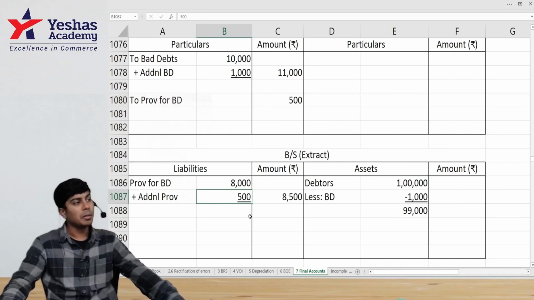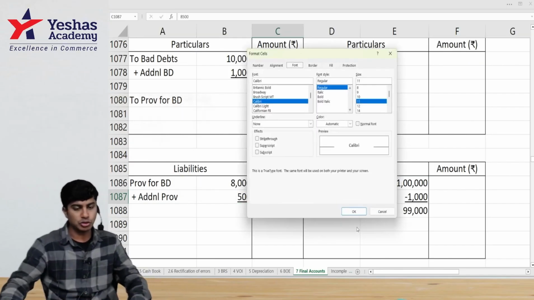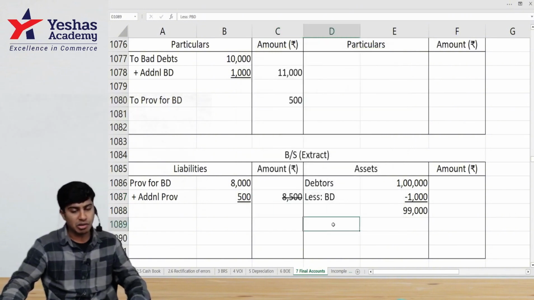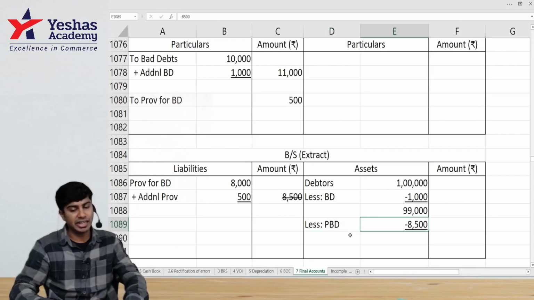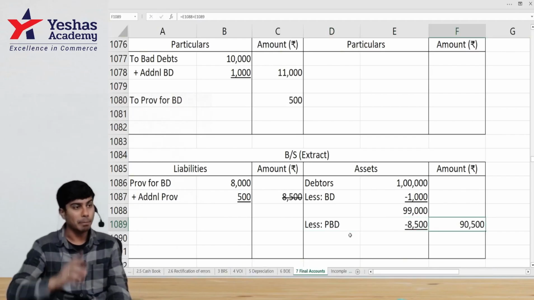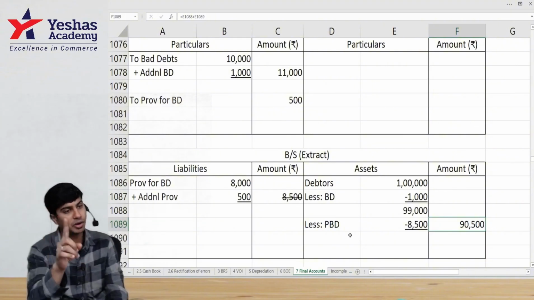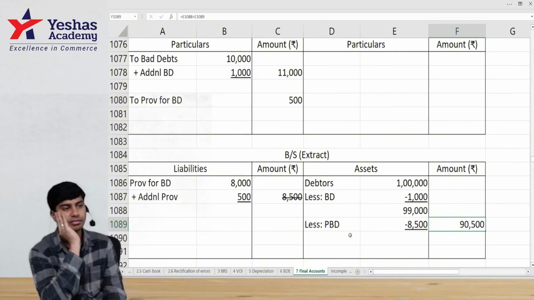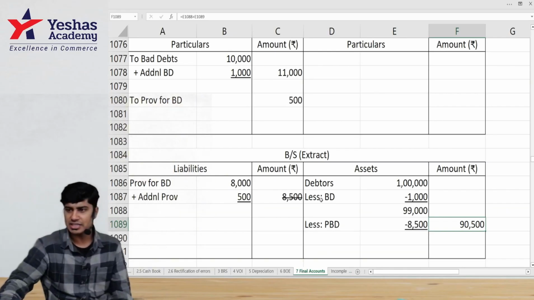By this I'm done. But as a matter of presentation, I don't have to show provision for bad debts on liability side. It will be shifted to asset side and I'll deduct it from debtors, making my debtors look at 90,500 rupees amount. But my debtors is still 99,000. My provision is 8,500. Did everyone understand this? Can we go to case 6?